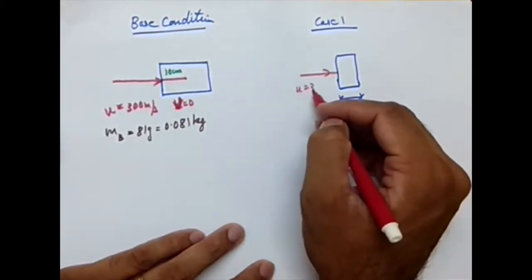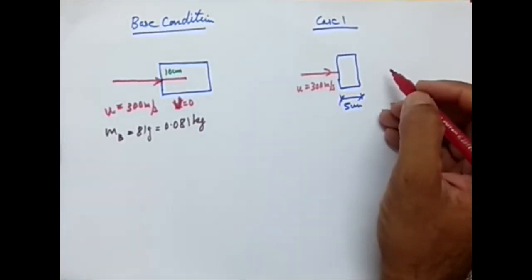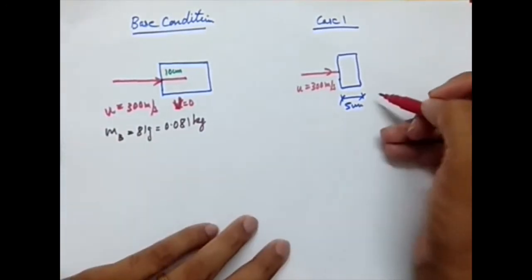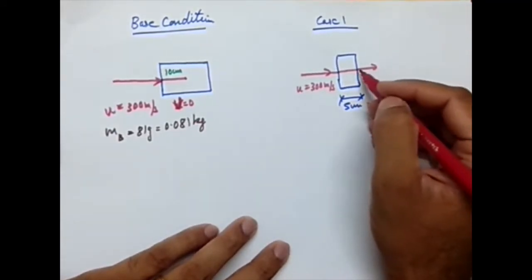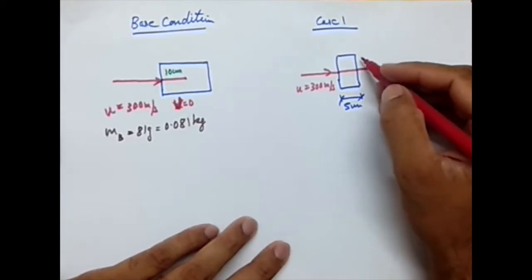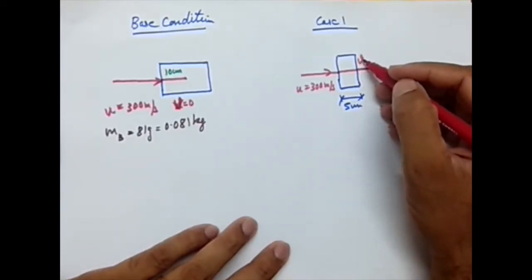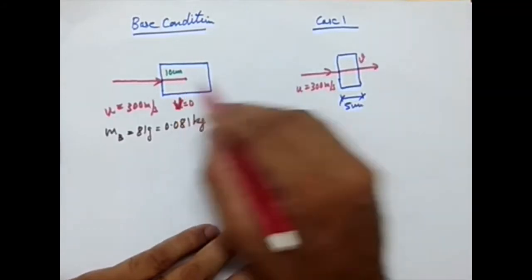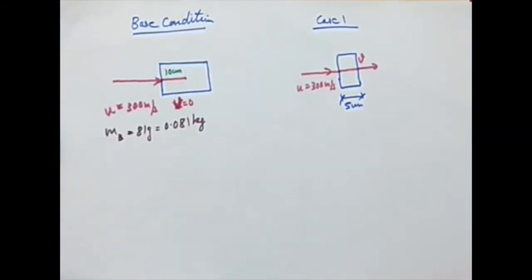So here also u is equal to 300 meter per second, but here the difference is that as the material is only 5 centimeter thick, the bullet is going to emerge out from the other end, and let's assume that at the point when it was emerging out, it is having a velocity v. Here it was zero, but here it was v. So this is the condition that is given in the problem. So now let's see how to solve it.